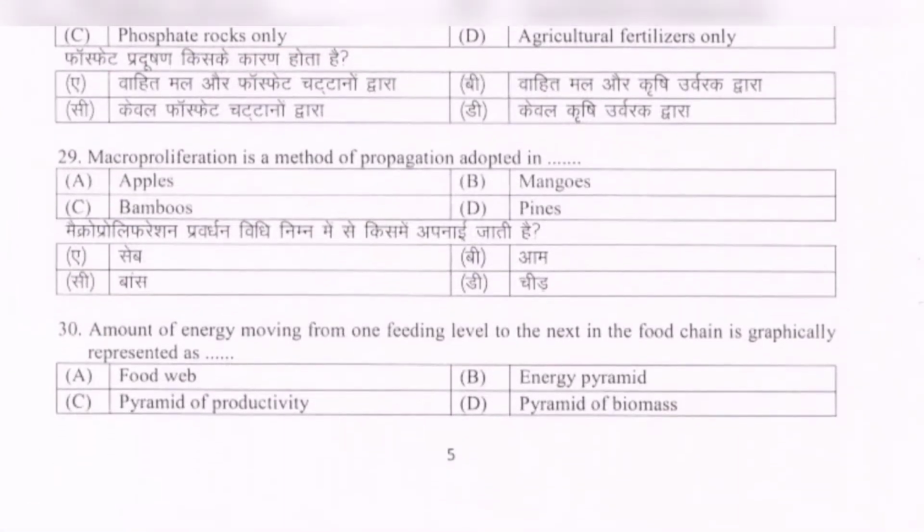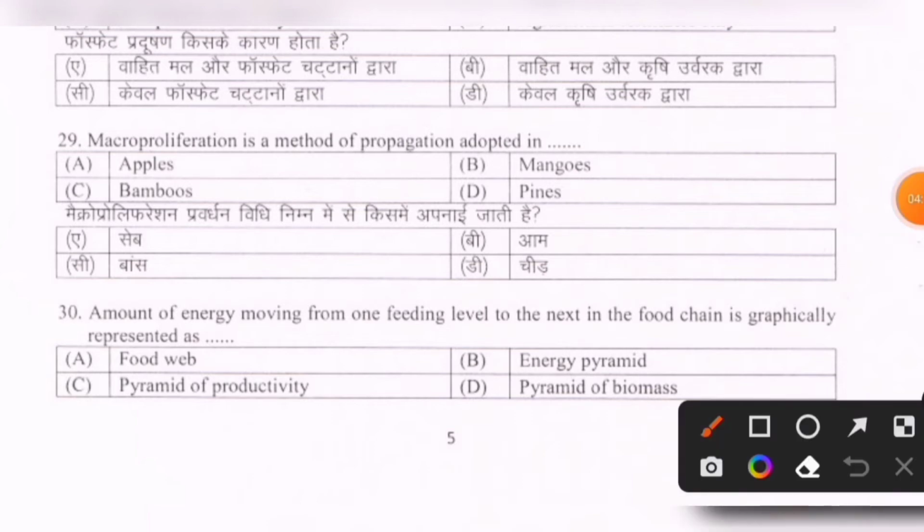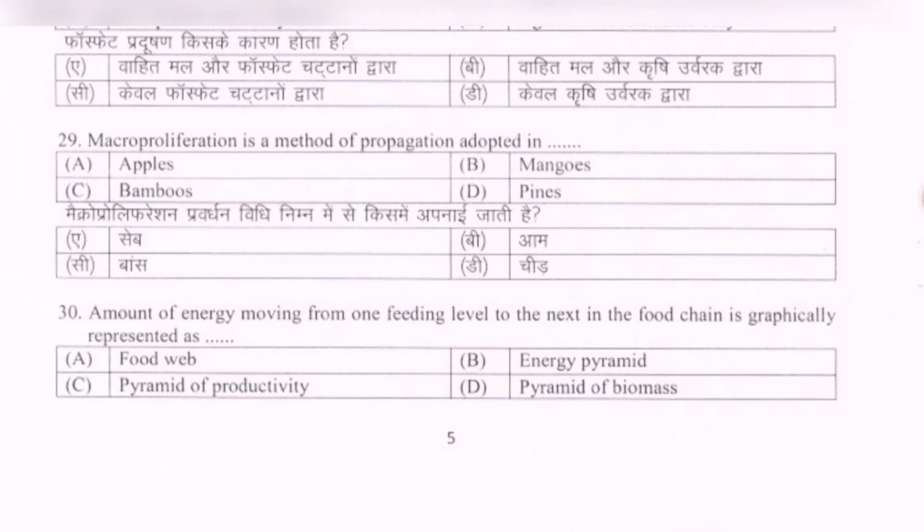Micropropagation is a method of propagation adopted in. Options are apples, mangoes, bamboos, pines. The correct option is third one, bamboos. Let's see the next one.